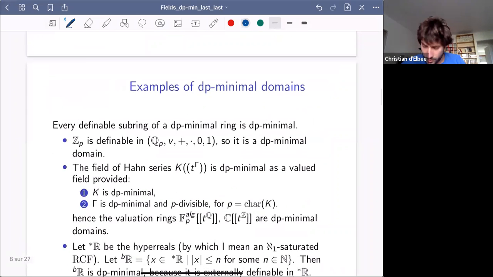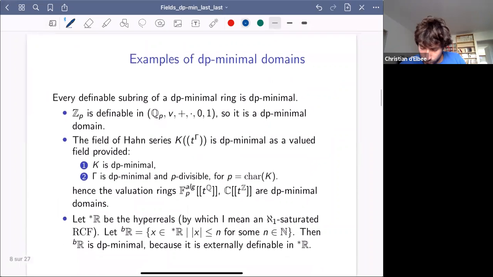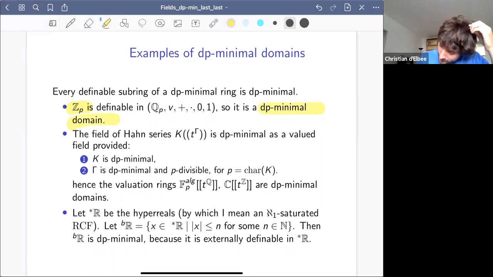So let's go through some examples. Every definable subring of a DP minimal ring is DP minimal. So we have all the classical valuation rings of our favorite DP minimal domains. So Z_p is a DP minimal domain. And if you take the field of Hahn series and look at the valuation ring, then you get a DP minimal domain, provided the field itself is DP minimal. So you get that these kinds of rings are all DP minimal domains.